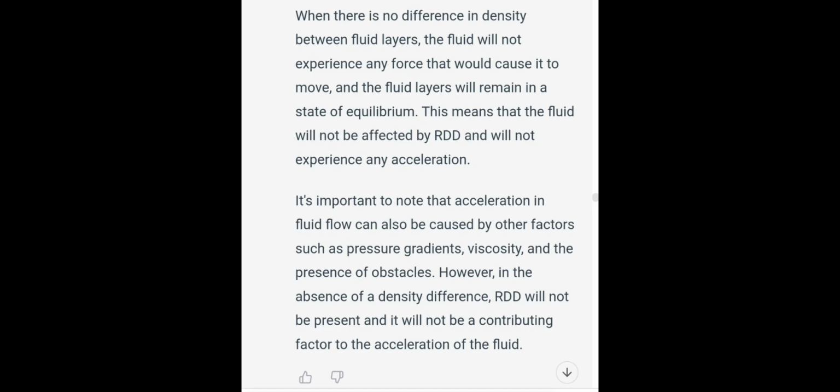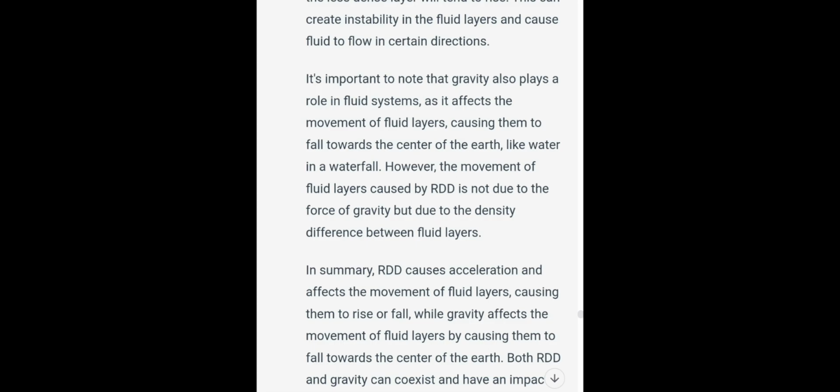However, in the absence of a density difference, RDD will not be present and it will not be a contributing factor to the acceleration of the fluid. It's important to note that gravity also plays a role in fluid systems as it affects the movement of fluid layers, causing them to fall to the centre of the Earth, like water in a waterfall. However, the movement of the fluid layers caused by RDD is not due to the force of gravity, but due to the density difference between fluid layers.